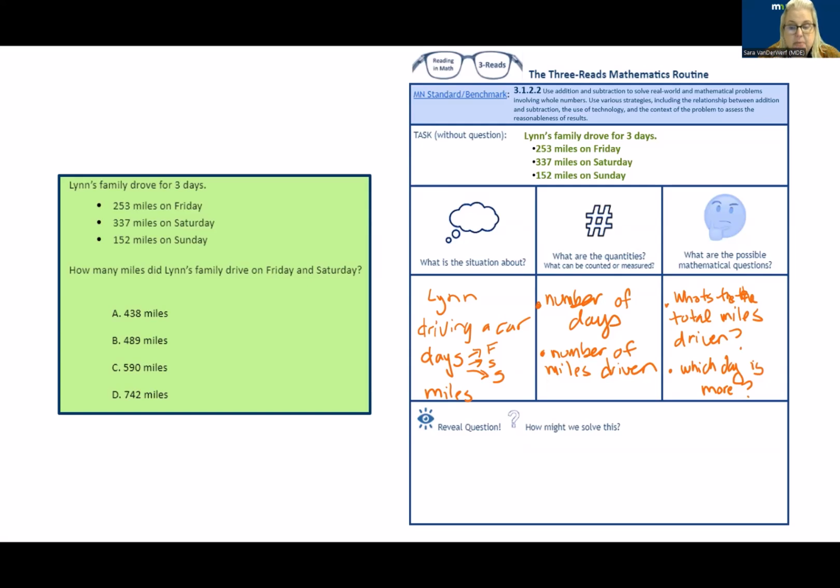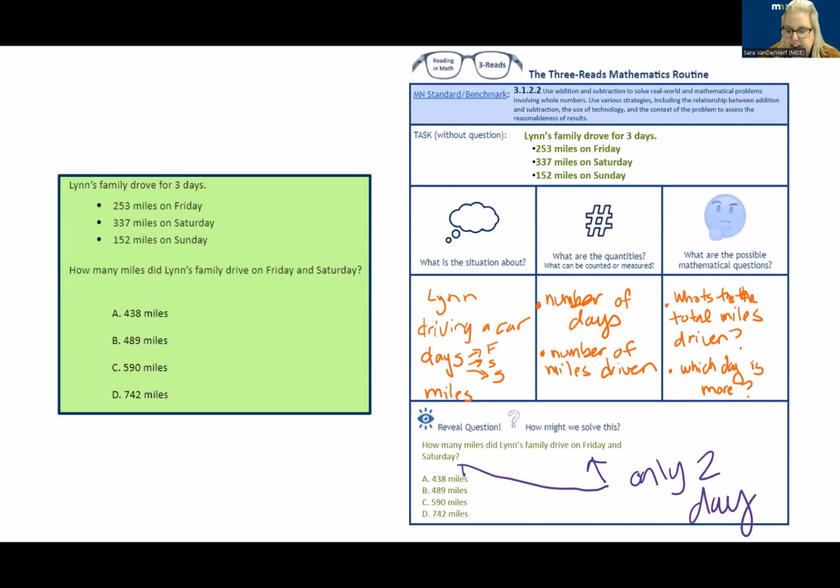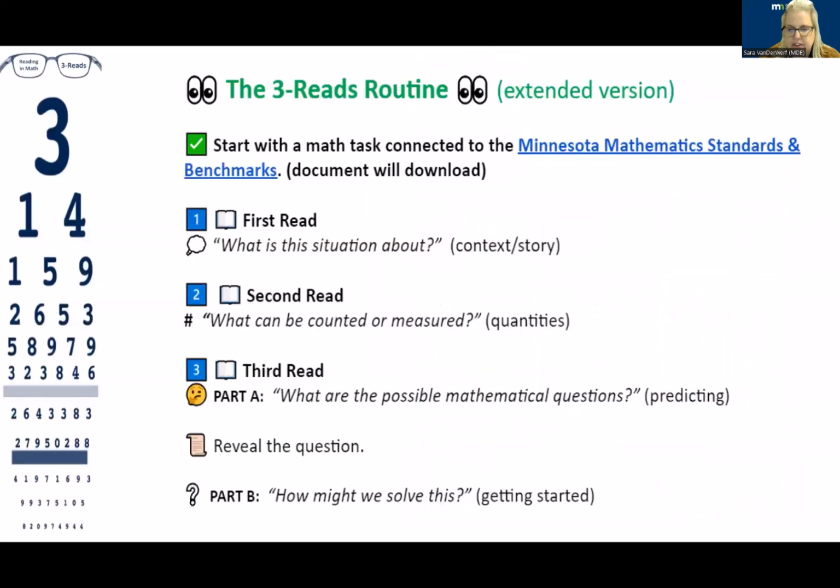But you also could make them guess what the question might be. In this case, students might say, what's the total miles driven? I think that's what we're going to have to do. Guessing the question feels good to them. When we reveal the question, how many miles did she drive on Friday and Saturday? Students will be like, oh, it's not all 3 days, it's only 2 days. And we support them in becoming better readers. And they think about just the 2 days from up above as they think about their answer.